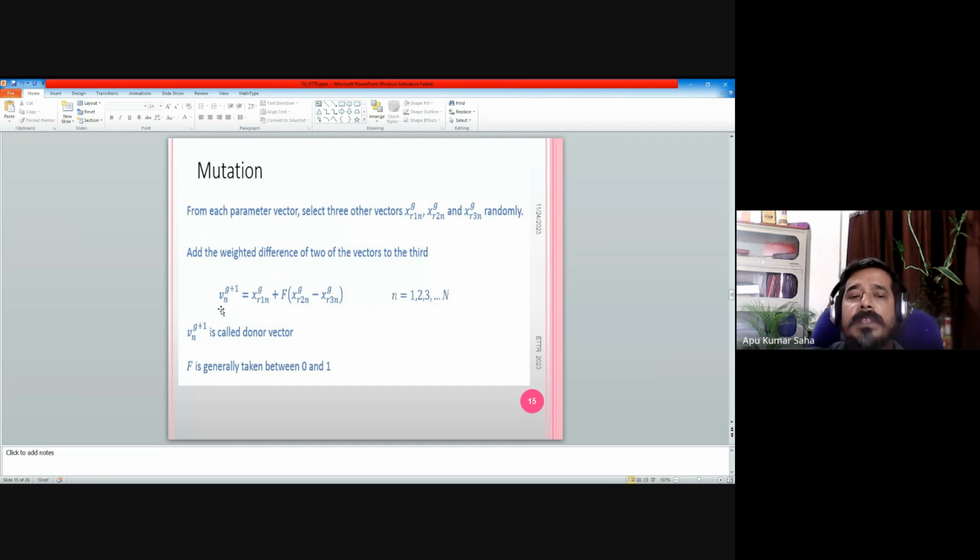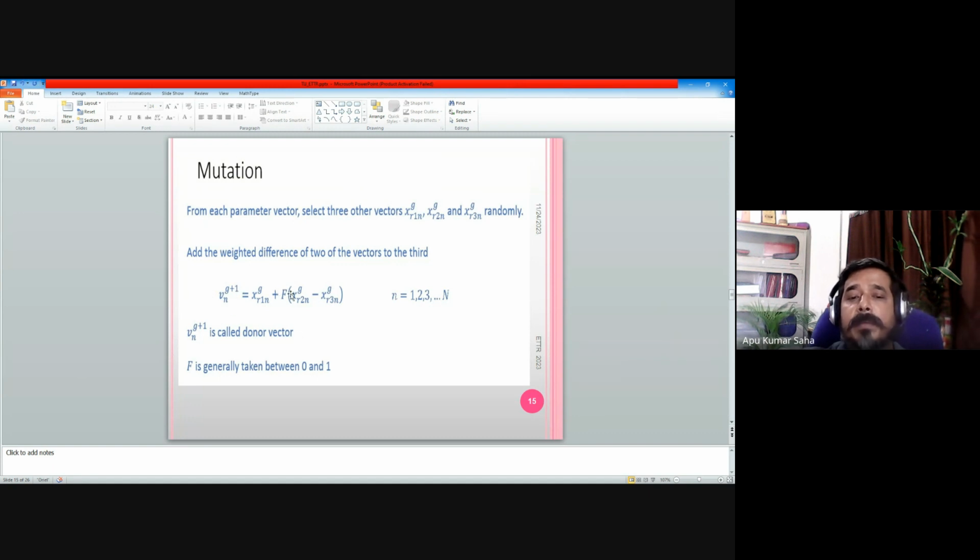Now perform this operation. First we will take a donor vector. V is called the donor vector. How to find the donor vector? It is XR1 plus F, where F is a parameter of the algorithm, times XR2 minus XR3. You can take any three random vectors and perform this operation, XR1 plus F into XR2 minus XR3. This V is called the donor vector.